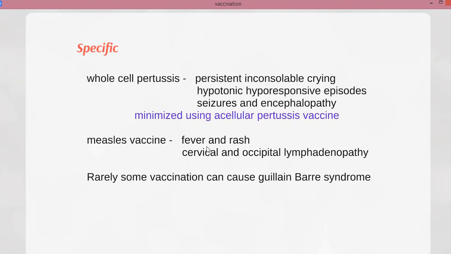Measles vaccine sometimes can cause fever and rash and cervical and occipital lymphadenopathy. Rarely, some vaccination can cause Guillain-Barré syndrome.